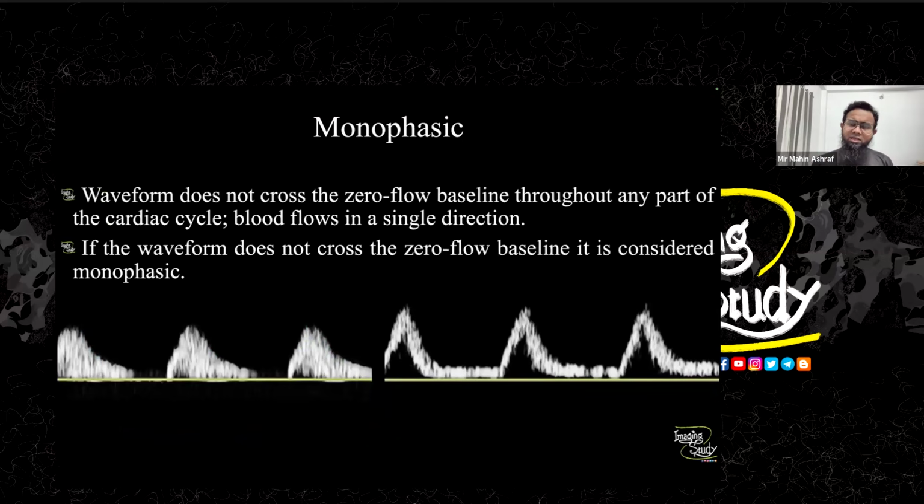So in case of monophasic, you'll see the wave in a single direction from the baseline. So it will be on the upper part, or positive part, or the negative part, whatever, but you will see it on a single part and it will not cross the baseline. So this is the monophasic wave pattern.